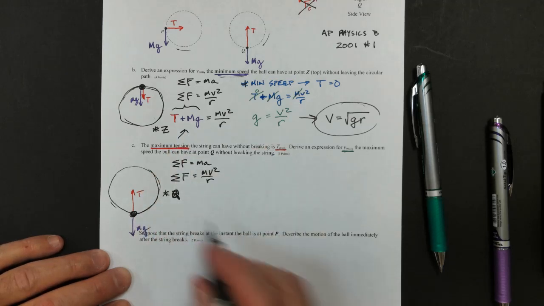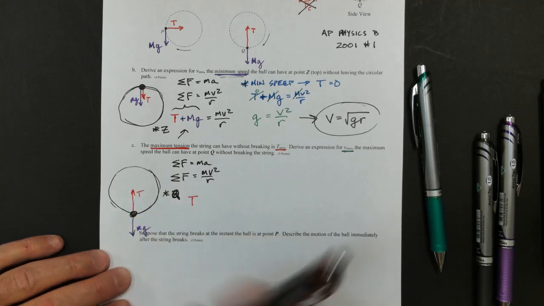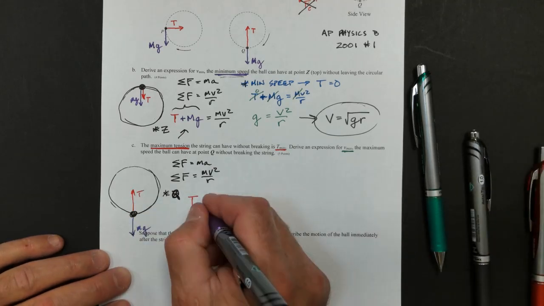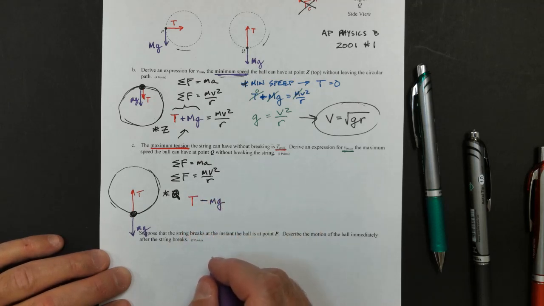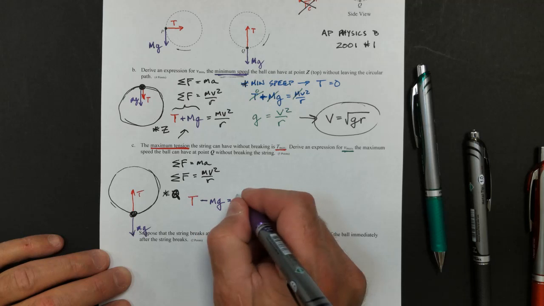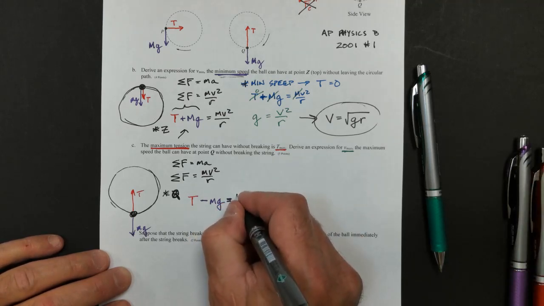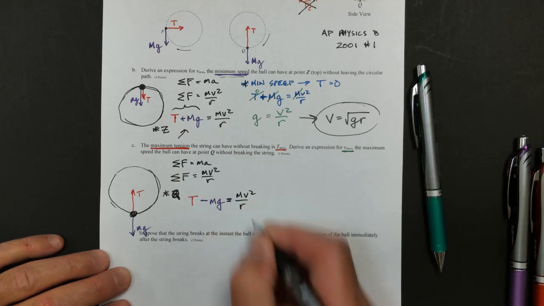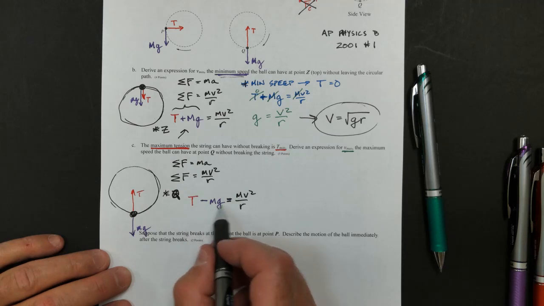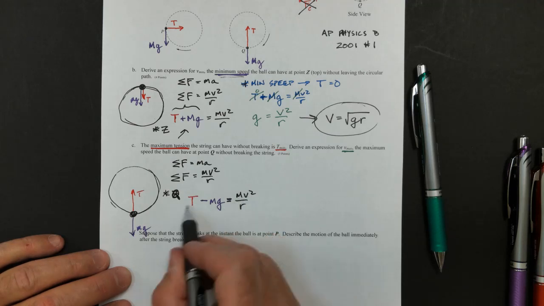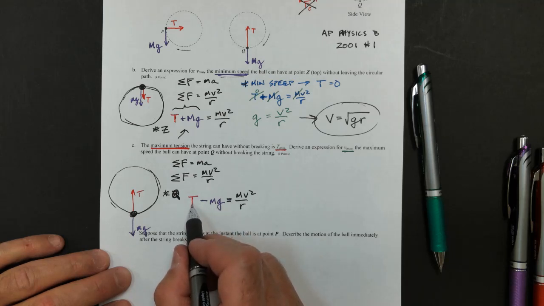Okay, but at point Q, notice we have tension again, positive towards the center, but now we have mg away from the center, so it's going to be negative. And of course that again equals, let's follow our color scheme here, mv squared over r. Now when we look at this, they're asking us for the maximum speed. They're not asking us for the tension. They're not asking for the radius. We know all of these things. They've given us the tension as the tension max.